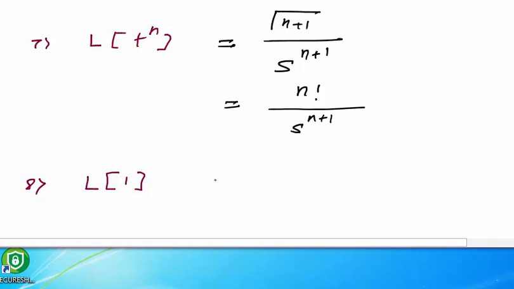Laplace of 1: for getting Laplace of 1 in the above formula for t power n, we can put n equal to 0. So we will get 0 plus 1, that is 1. Gamma 1 is 0 factorial, and the value of 0 factorial is 1. So I will get the answer as 1 upon s power 1. So it is 1 upon s.